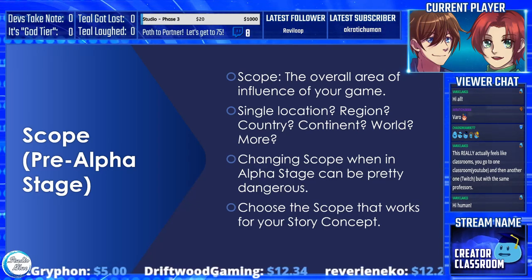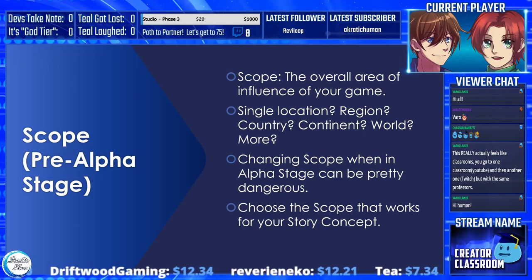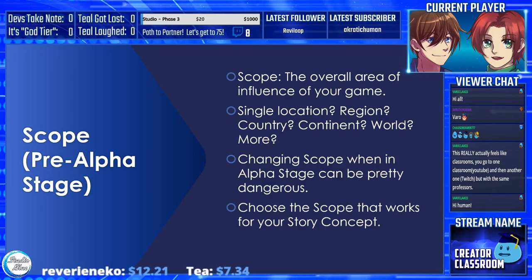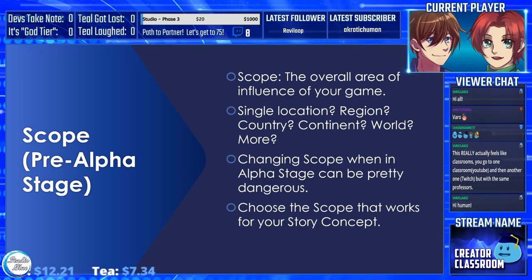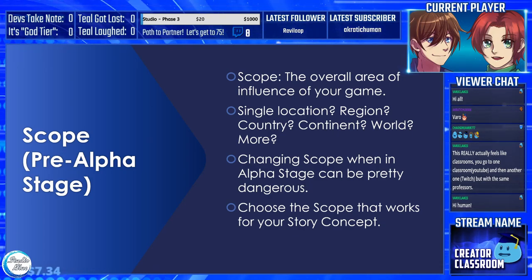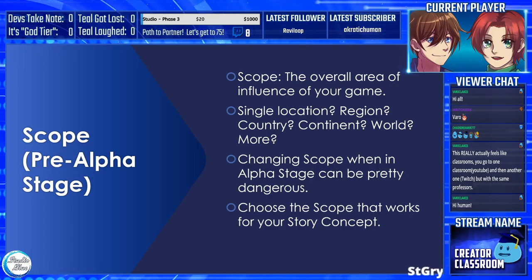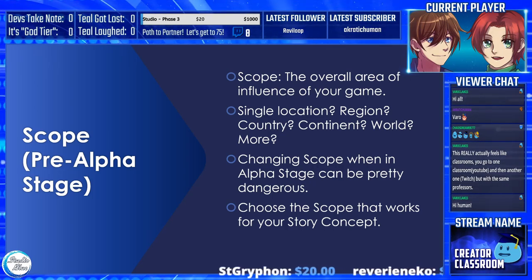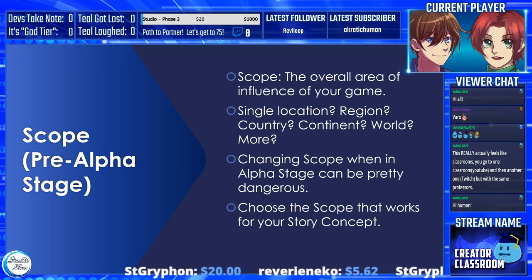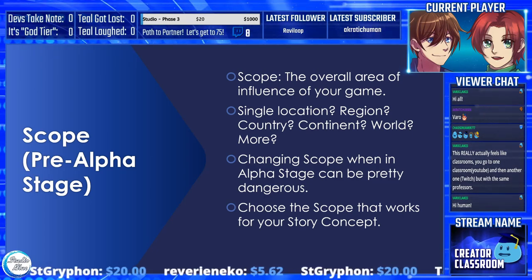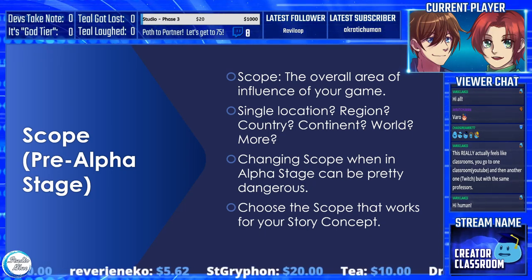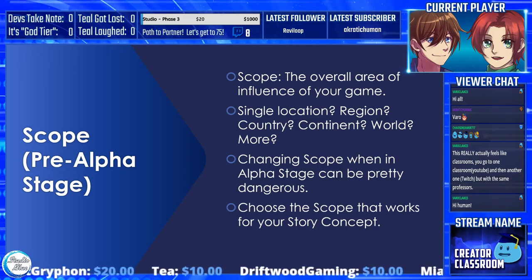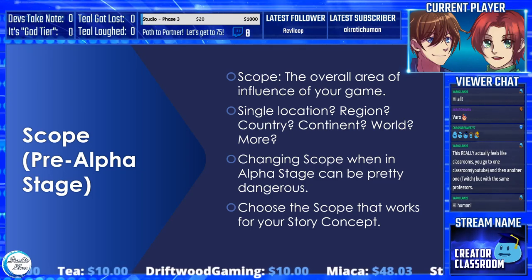Scope. Scope is defined as the overall area of influence of your game. Does your game span a single location, a region, a country, an entire continent, the entire world or multiple worlds? Changing scope once the game is under main development in the alpha stage can be pretty dangerous because it could result in massive story overhauls as well as considerable increases in time and cost. Choose the scope that works for your story concept instead of changing your story concept to work with your scope.